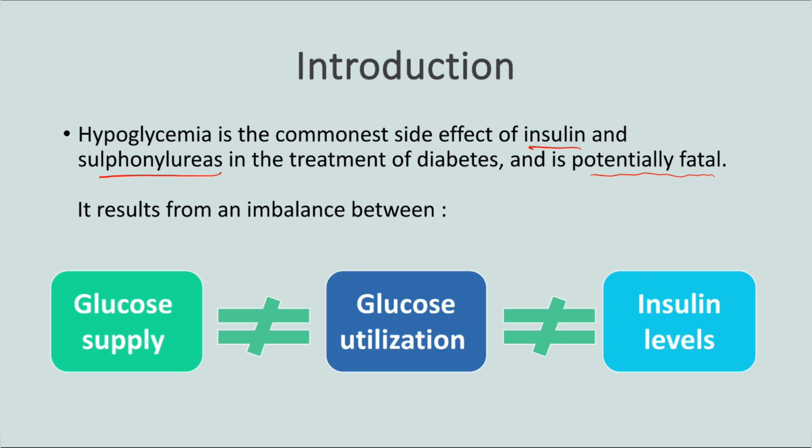It results from imbalance between the glucose supply, the food that you take, the utilization, metabolism, and also the insulin levels that the patient is having. For example, if the patient is taking the insulin and not taking the food, there will be hypoglycemia.